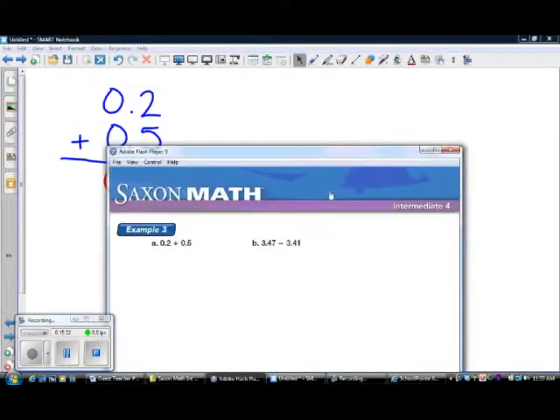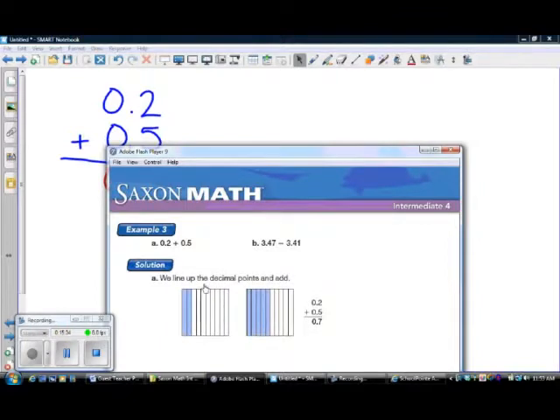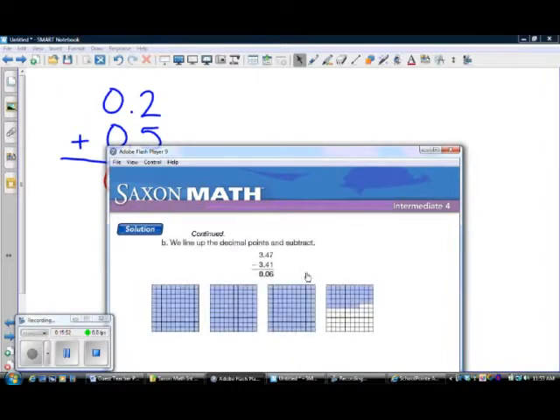Okay, let's look at the next one. And this is a nice example. This is really what it means. Here's your 2/10. They took a square, divided it into 10 equal sections, and we're talking about 2 of them, 2/10. And on this one, we were talking about 5/10. Okay? And we got 7/10 added up.